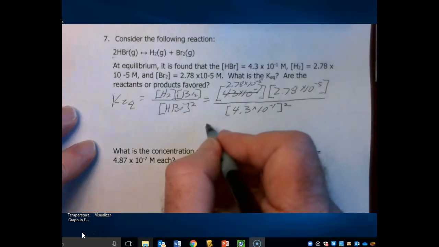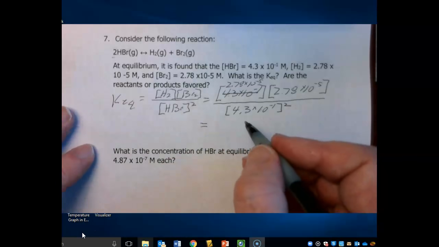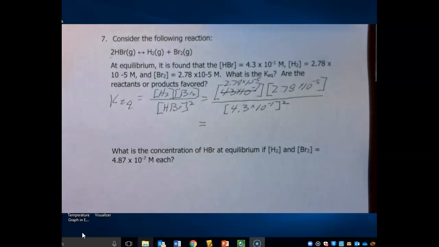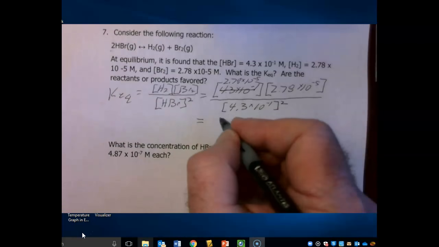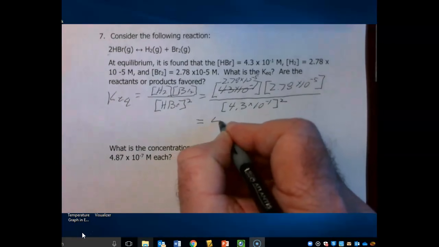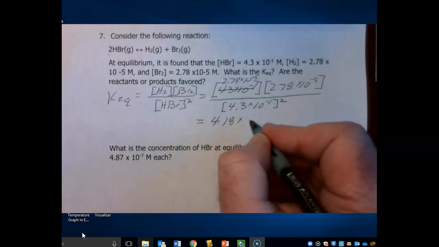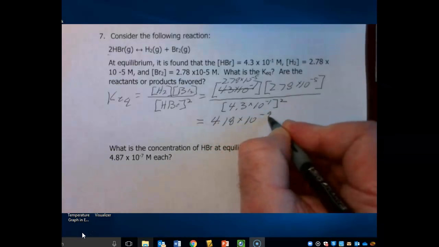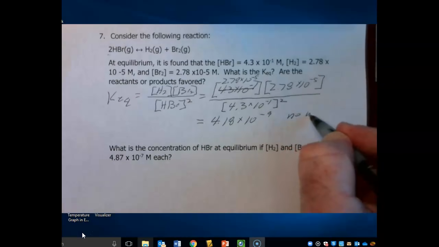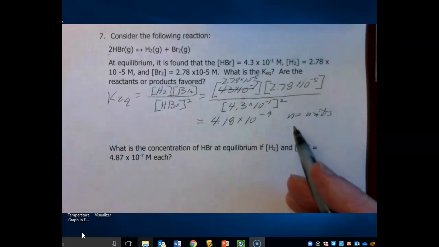Okay, so when I do my math here, I wind up with an answer of 4.18 times 10 to the minus 9th. And there are no units. I'm just writing that just so you know I didn't forget units. We just don't use units for KEQ because they don't help us.